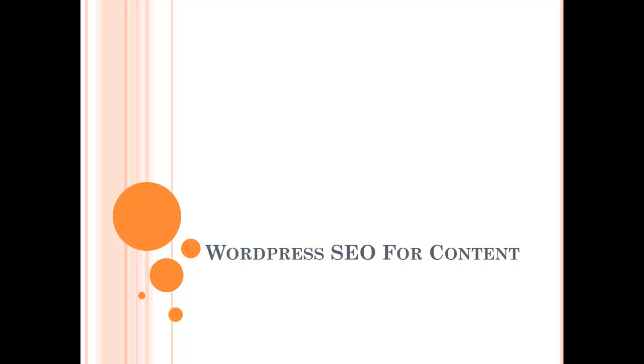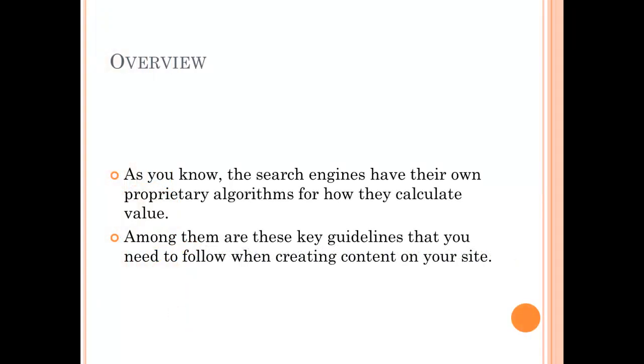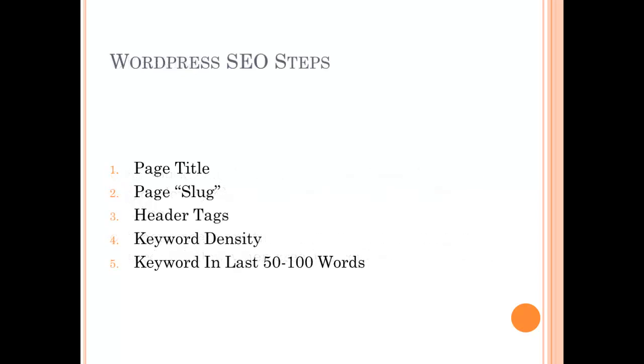WordPress SEO for content. Here's a quick overview of the SEO process for WordPress websites. As you know, the search engines have their own proprietary algorithms for how they calculate value. Among them are these key guidelines that you need to follow when creating content in your site. There are 10 steps for the WordPress SEO process.